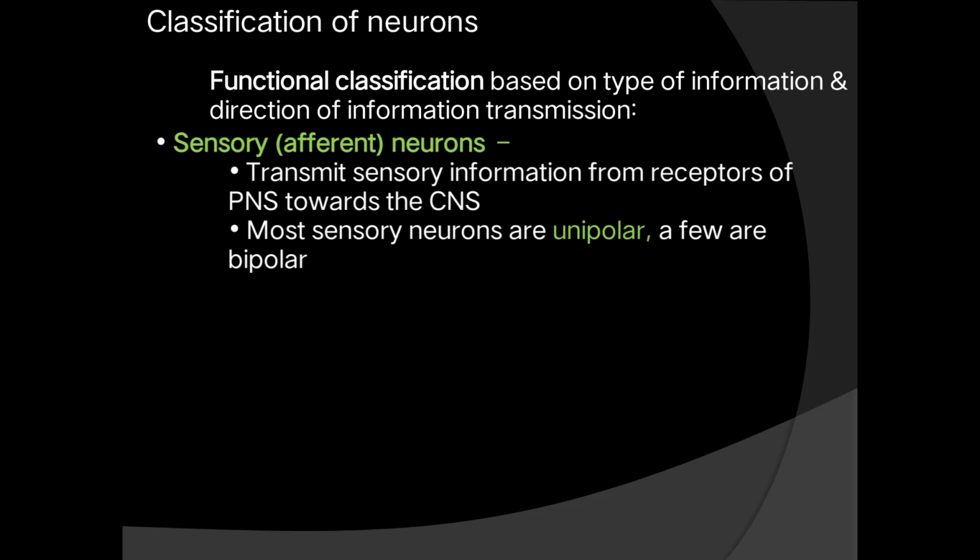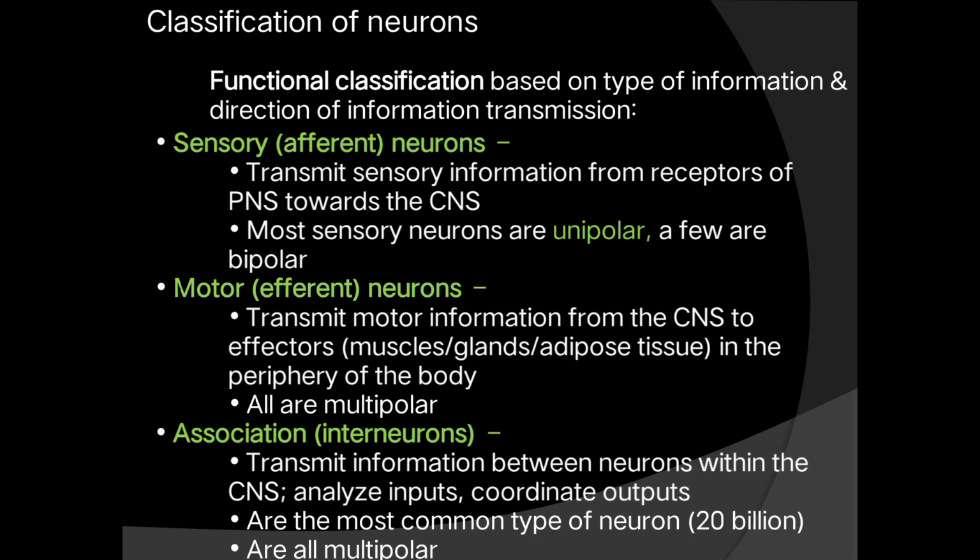Now, after that, we have to see the classification of the neuron. Functional classification is based on the type of information and direction of information transmission. So, sensory neuron, motor neuron, and association neuron. Sensory or afferent neuron means what? That transmits sensory information from receptors of the peripheral nervous system towards the central nervous system.